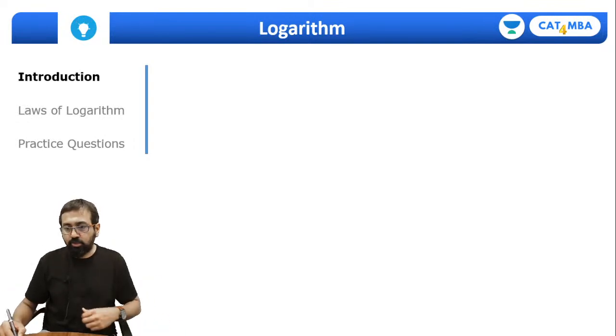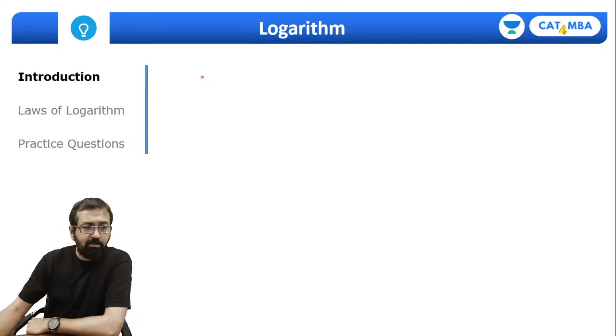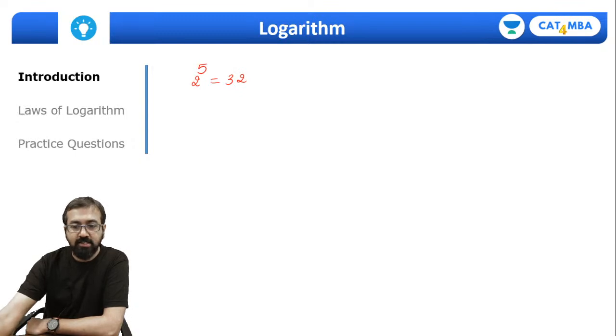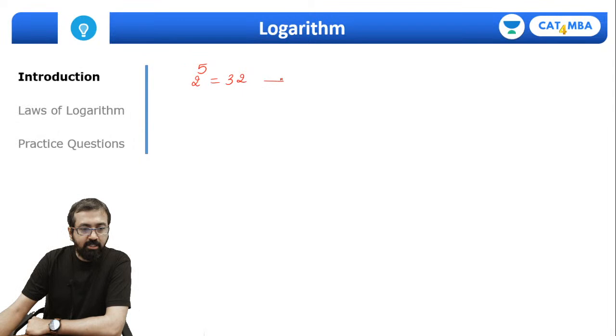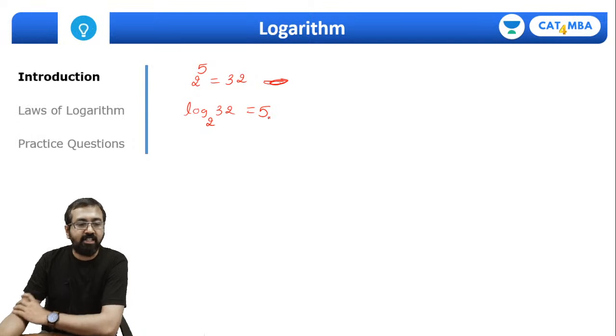Great, good to see you all. So let me quickly tell you about logarithm. If I write 2 raised to 5, what is 2 raised to 5? It's 32, correct? 2 raised to 5 is 32. This can be written in logarithm form this way: log of 32 with base 2 is 5. This is how we can write it in log form.